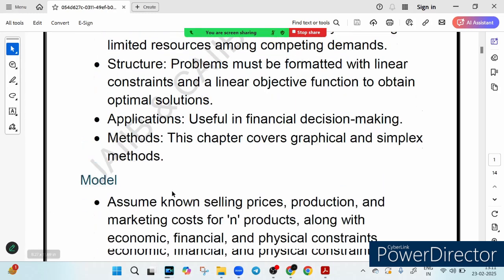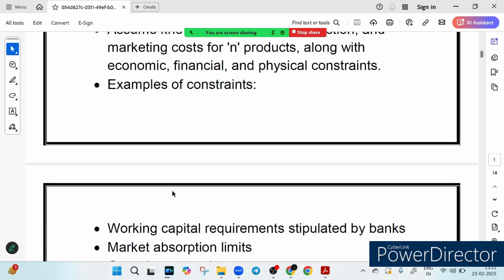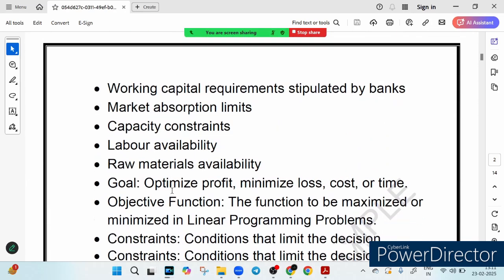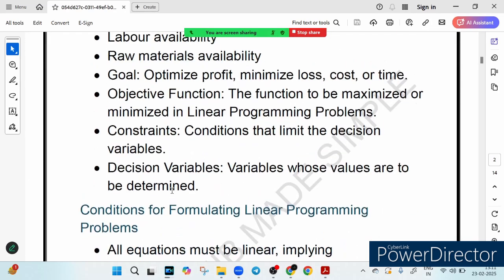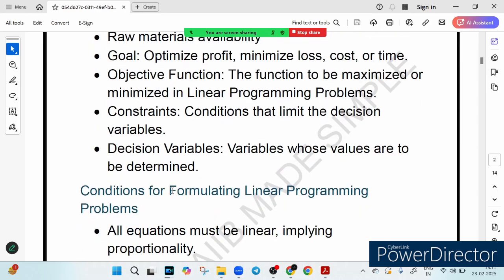The decision variable is the unknown value we need to determine, such as how many cakes and cookies to produce, right? So there are three things: objective function, constraint and decision variable, right? You can see it written here. So these are the things.